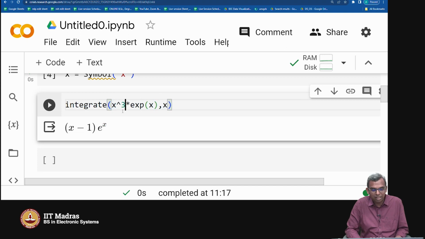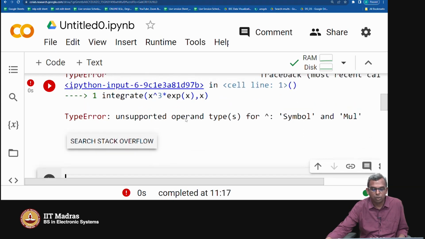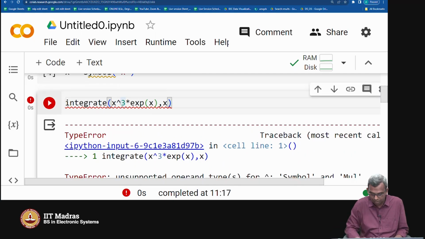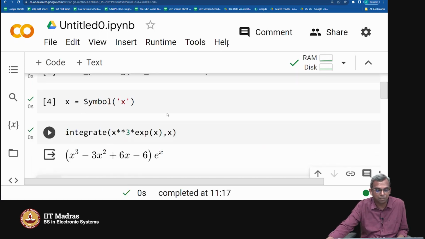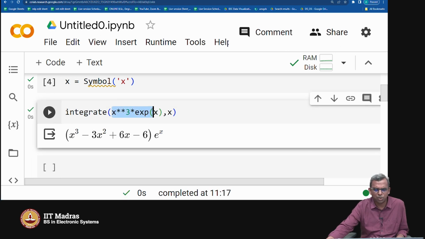You remember x power 3. I was claiming that this will be something. I am sorry, there is a mistake in Python notation: x power is actually star star in Python. Once you put x power 3 times e power x, notice the result: x cube minus 3x square plus 6x minus 6, times e power x. You can put any complicated function you like, as long as you write it in Python notation. Once you put that, you will get the integration.